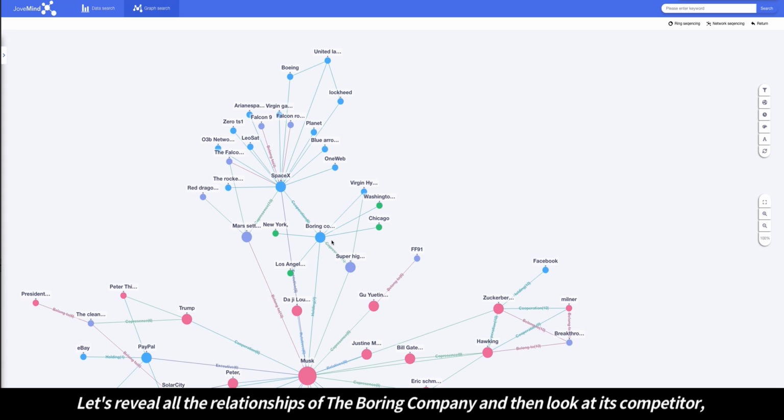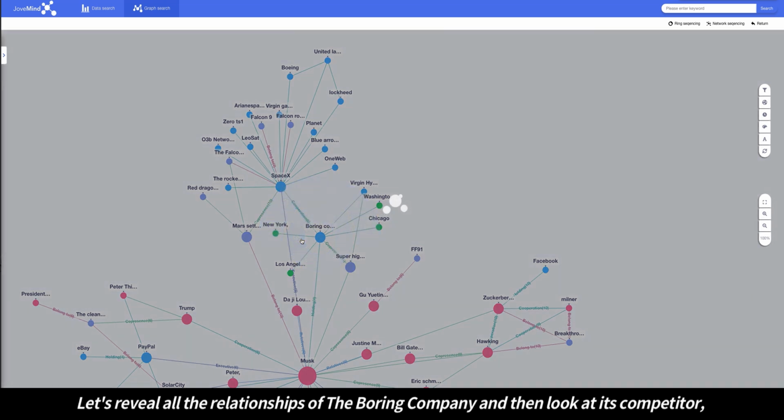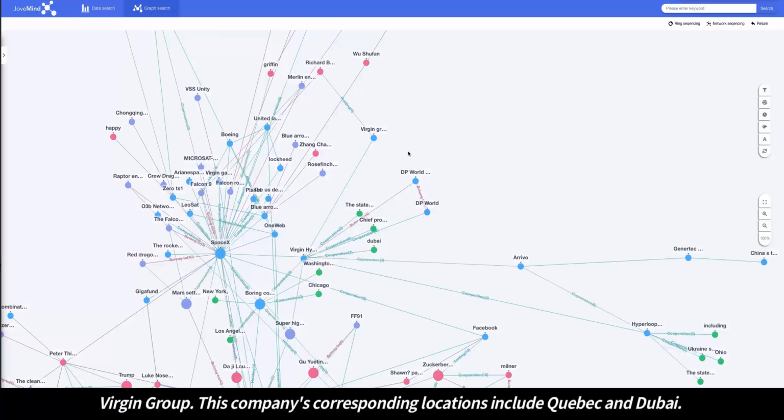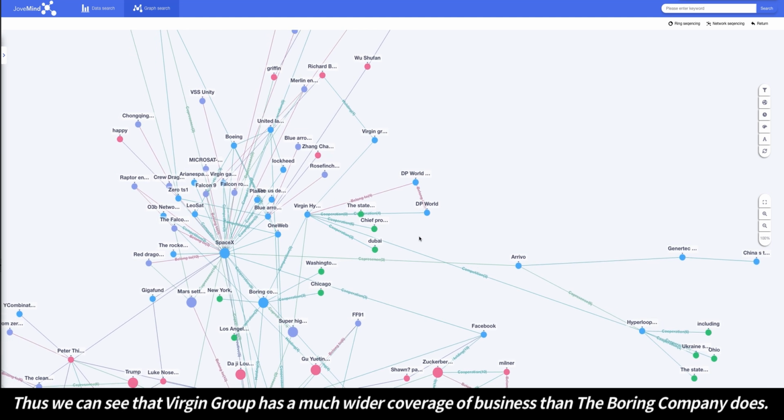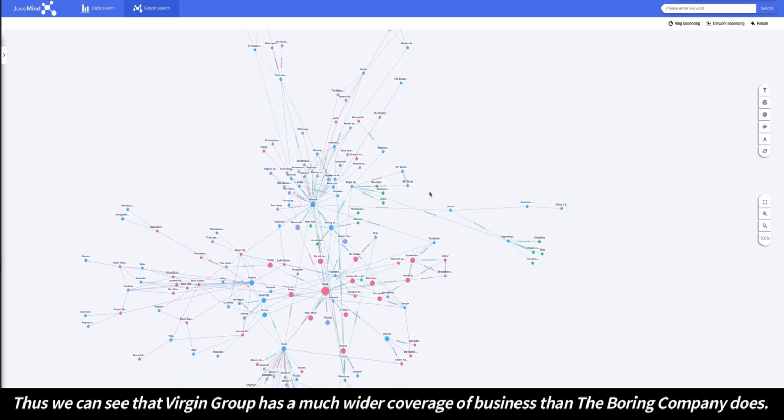Let's reveal all the relationships of The Boring Company and then look at its competitor, Virgin Group. This company's corresponding locations include Quebec and Dubai. Thus, we can see that Virgin Group has a much wider coverage of business than The Boring Company does.